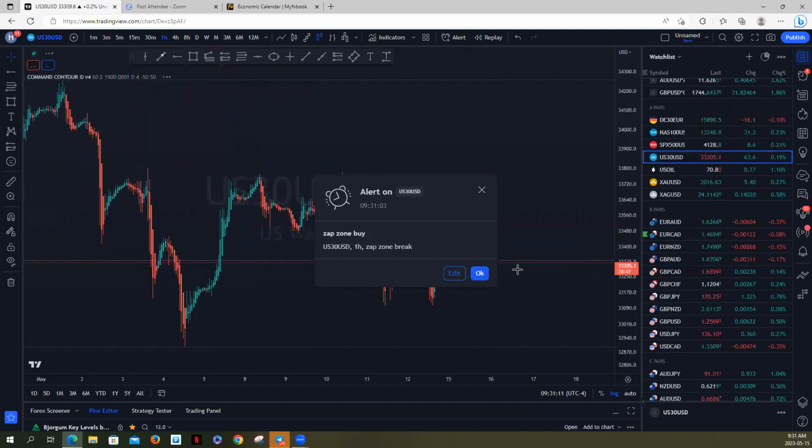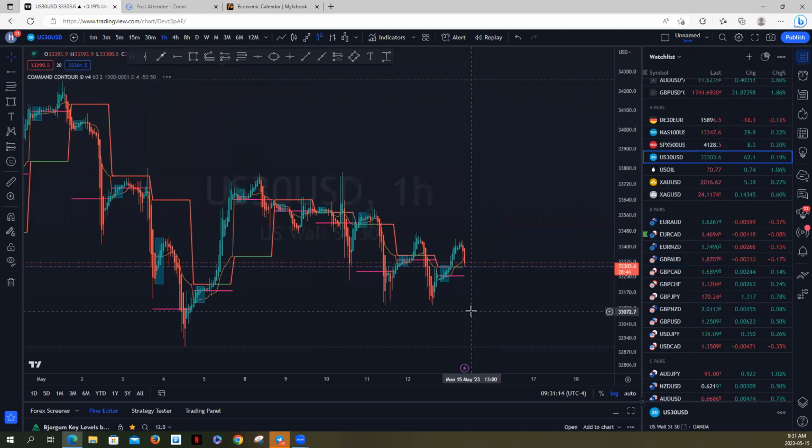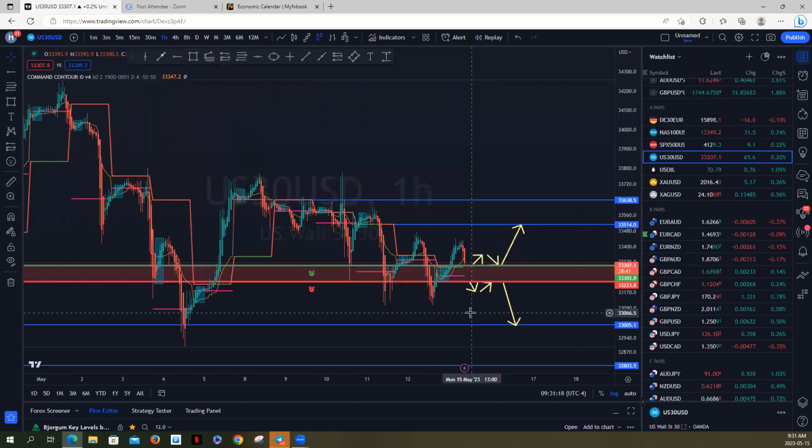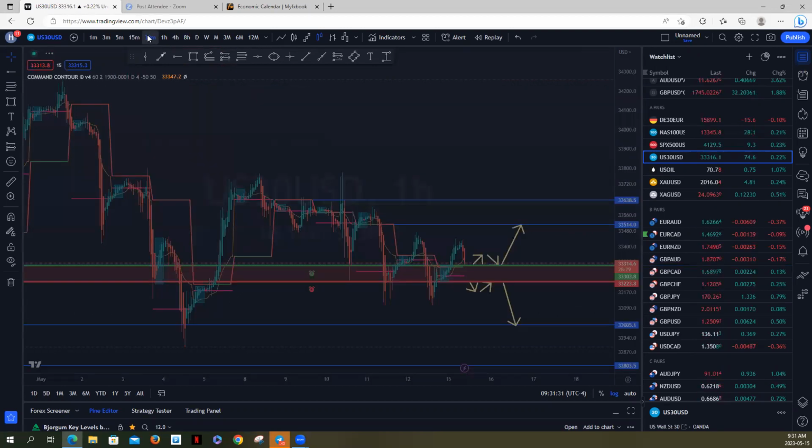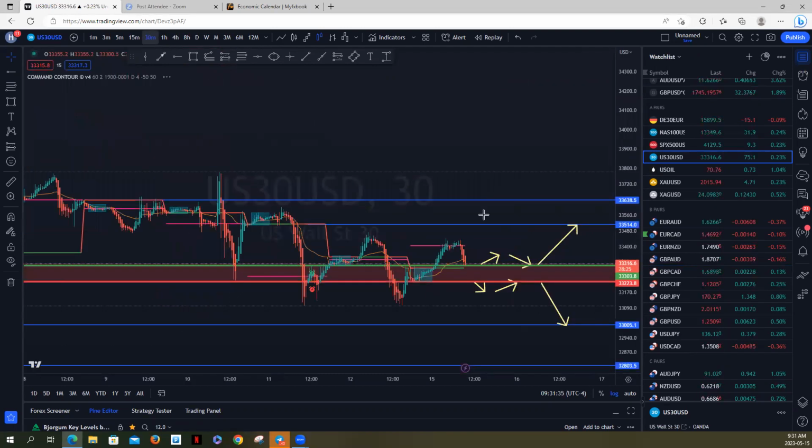ZAP zone break. Okay, no, I got it for the buy. Okay, that's fine. Good. You see it's coming back and retesting this area. I'm loving this. Here's the key. If it doesn't break this area, we're good. So, all right, I'm going to wait. I am going to wait. All right, let's go back to GCAD.